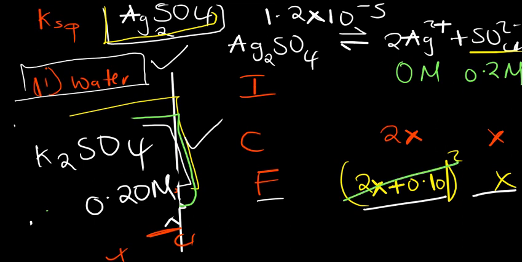So here you have 2x. There you now have x plus 0.2. Then your goal again is to find the value of what? X, by equating it to the value of the KSP that you've been given. That is what I was saying. Are we together?